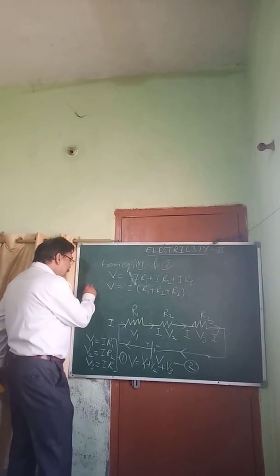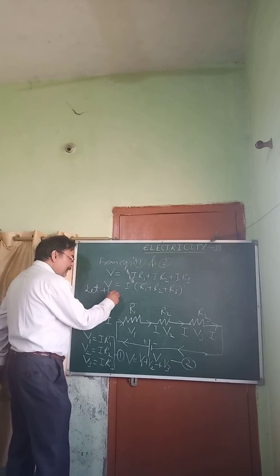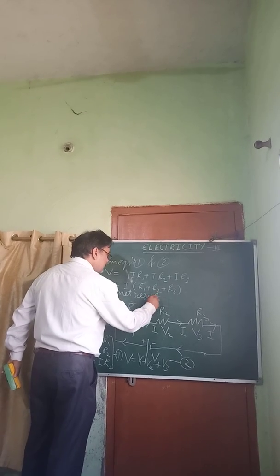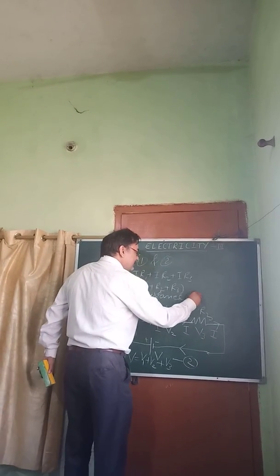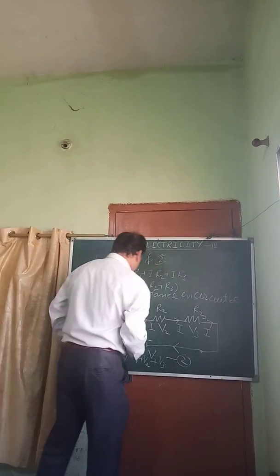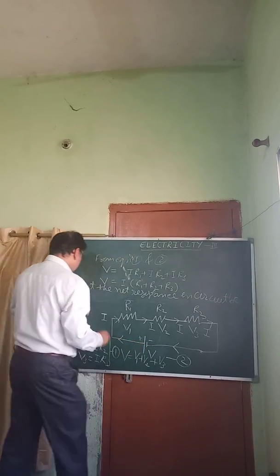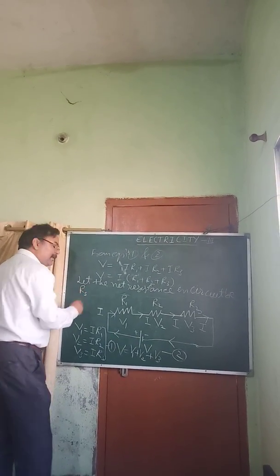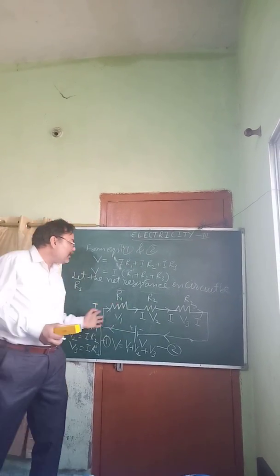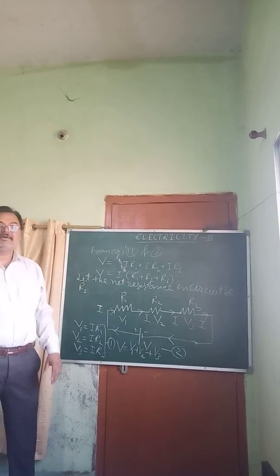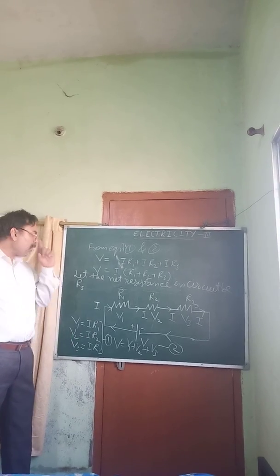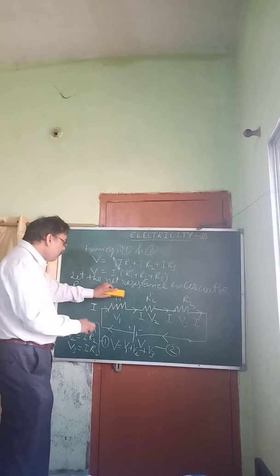Now, what will we do? Let the net resistance in the circuit be RS. Why am I writing S? Because it is series combination, that's why I am writing RS. So we have supposed that the total resistance of this circuit is RS. Total potential is V. And what is the total current flowing in the circuit? It is I. So according to Ohm's law, can we write an expression using this?